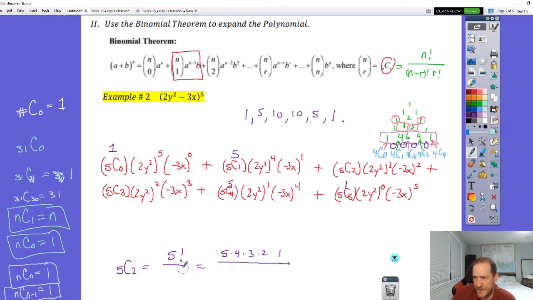Now in the denominator, you want the two numbers that add up to 5. So there's 2. We obviously need the 2. And 5 minus 2 is 3. So the denominator is going to be 3 factorial and 2 factorial. The great news here is 3 factorial, that's going to be a 3, and 2, and a 1.